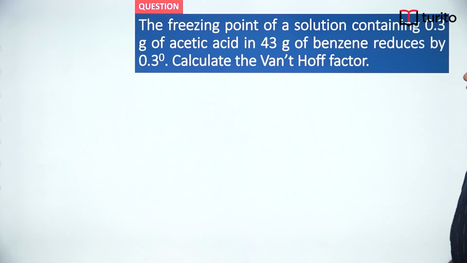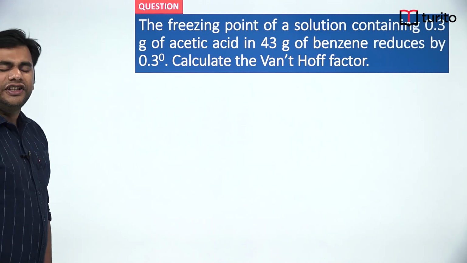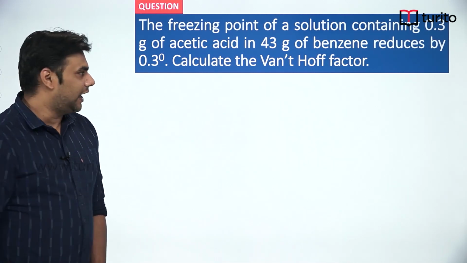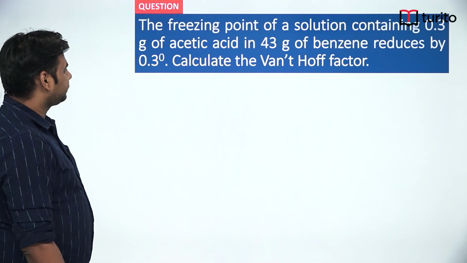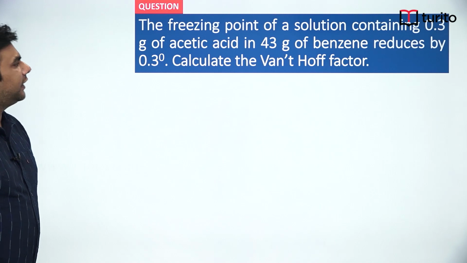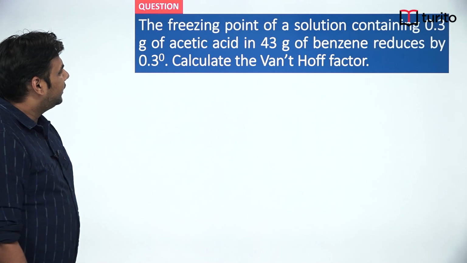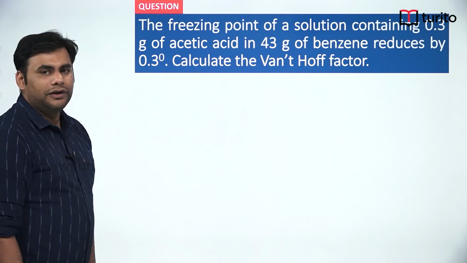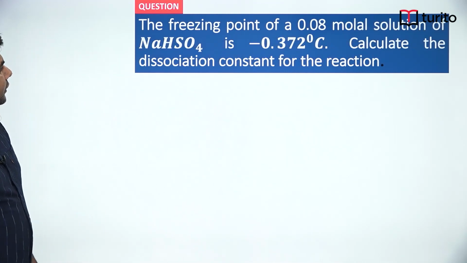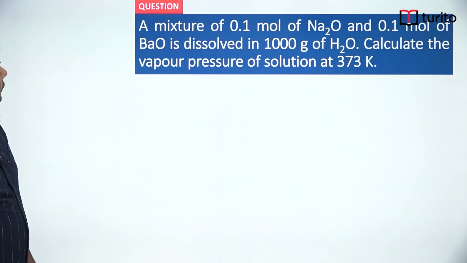Okay. So look at this question again, good level question. This says that the freezing point of a solution that contains 0.3 gram of acetic acid in 43 gram of benzene reduces by 0.3 degrees Celsius. Calculate the Van't Hoff factor. Okay. So here I think data is missing because we would need the data of Kf for benzene. Let us look at if in any question Kf of benzene is there. Okay. So we don't have the value of Kf of benzene.